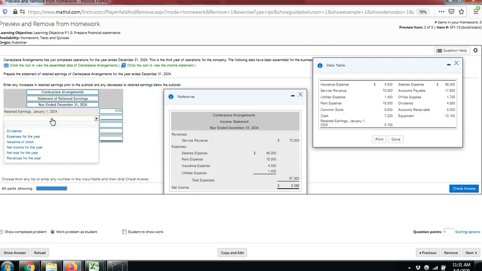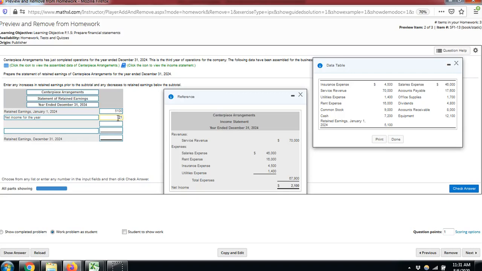Let's go through those steps. We have net income for the year. We see here that it's 2,100. If you see in the options, we could have had a net loss. In this case, our revenues exceeded our expenses, so we have a net income. So it's going to be net income for the year 2,100. Our subtotal is 7,200. Then we have to subtract out our dividends. Where do we get dividends? We look here. It's 4,800. In the statement of retained earnings, if you're subtracting a number, make sure to put it in parentheses.